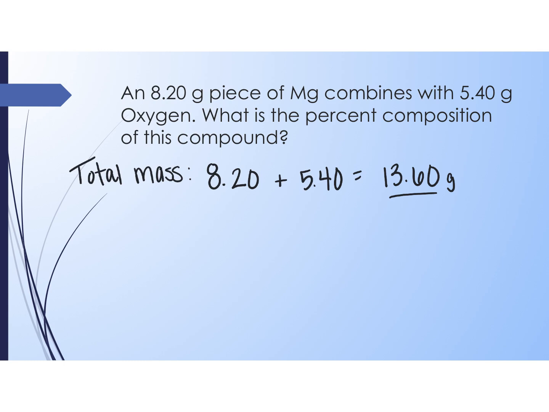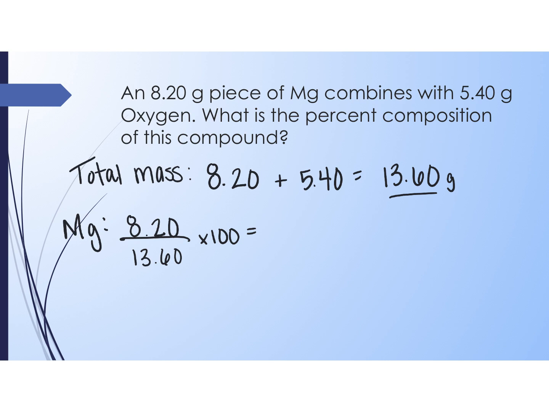All right, so now to figure out the percent composition, we find it for each element. It doesn't matter if you start with magnesium or oxygen. I'm going to start with magnesium just since it's listed first. Okay. And I'm just going to use the equation that we wrote down on the previous slide. So we're going to take the mass of magnesium divided by the total mass. Okay. So how much magnesium is in this sample? Okay, so our mass of magnesium is 8.20. And we're going to divide it by the total mass, which is 13.60. And then we'll multiply it by 100 to turn it into a percent.